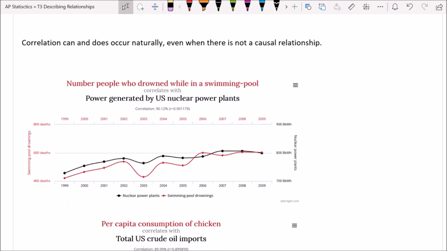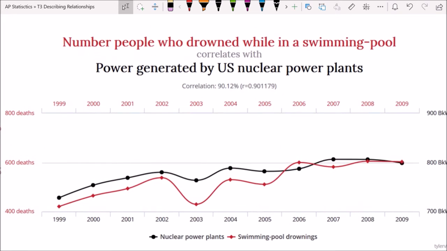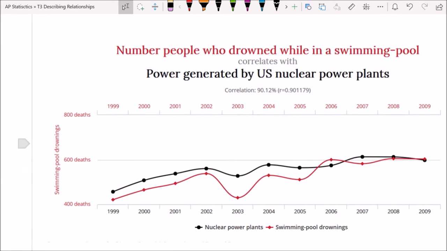So I want to show you some more examples of why you should be cautious. And these are all true, by the way. Okay, so here are two variables that have a strong correlation: the number of people who drowned while in a swimming pool and the amount of power generated by U.S. nuclear power plants. So there is, at least data-wise, a connection between drowning in a swimming pool and having power plants. Now, are dying people causing us to make more power plants? Are more power plants causing us to drown? No, there's no cause here at all. It's a strong correlation though, 0.9, so kind of interesting.